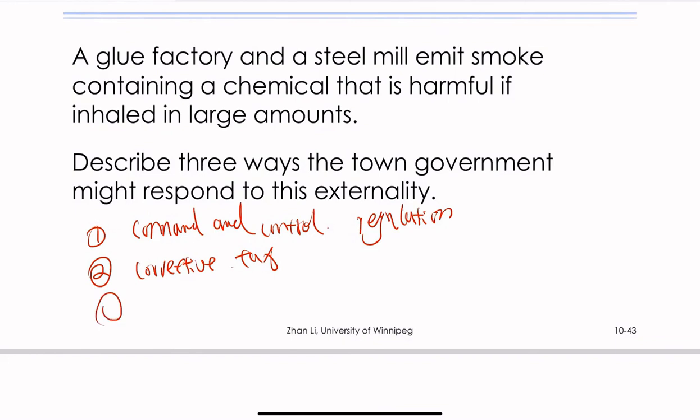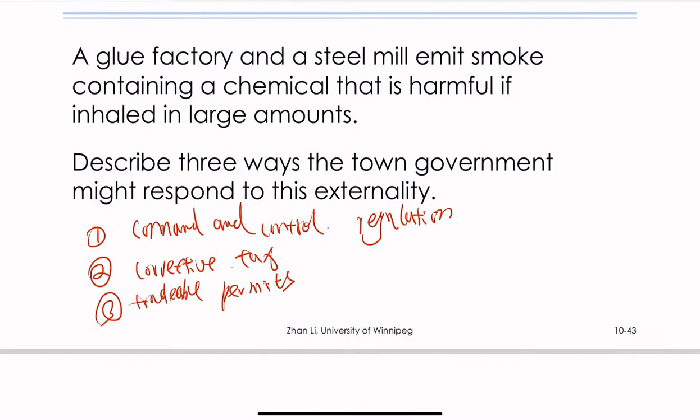And the third is tradable permit. For example, the government thinks the acceptable level of pollution is a total of 1,000 tons of smoke per year. So the government can give, let's say, 500 tons of permit to the glue factory, and the other permit of 500 tons of smoke to the steel factory. And then the government can tell these two factories, hey, you guys can trade with each other.